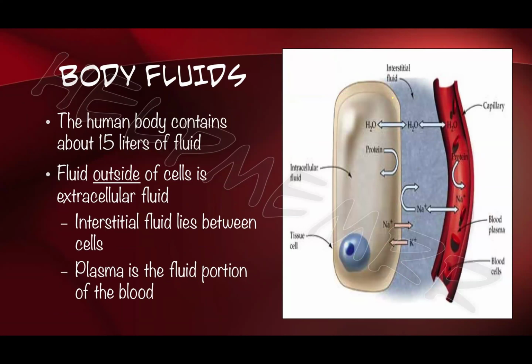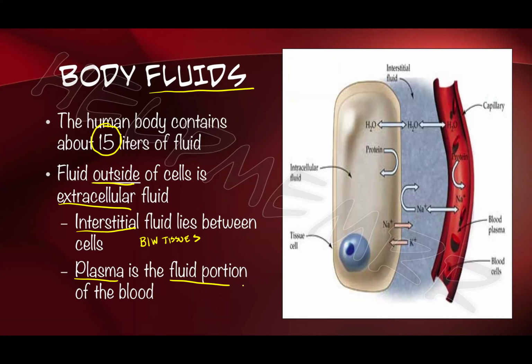Now, one of the last things that we're going to talk about is the idea of fluids. What happens if we're going to have about 15 liters of fluid, right? We have fluid outside the cell. We call that extracellular fluid. The extracellular fluid is either interstitial or plasma. Interstitial means between our tissues. Plasma is the fluid portion of the blood.